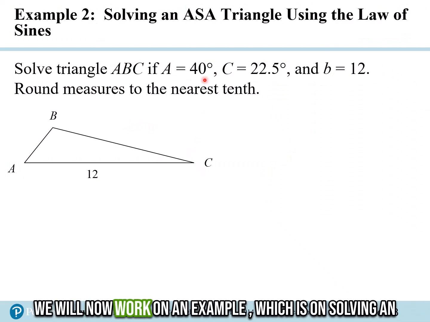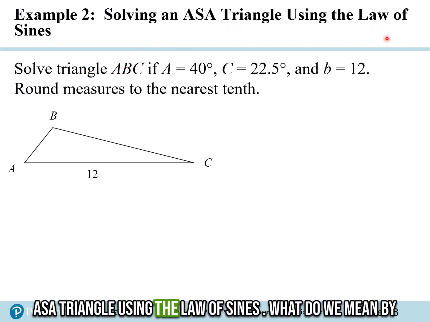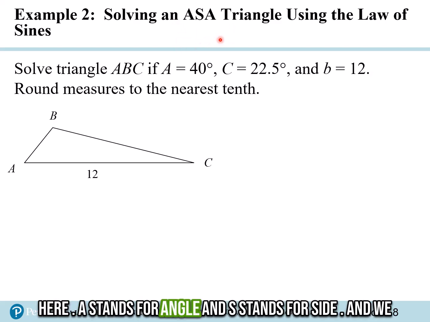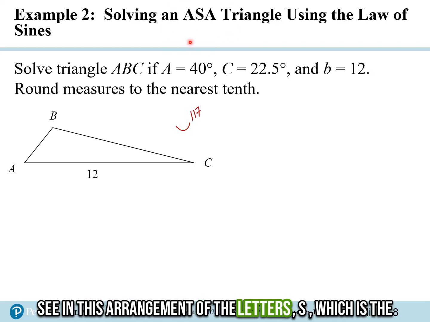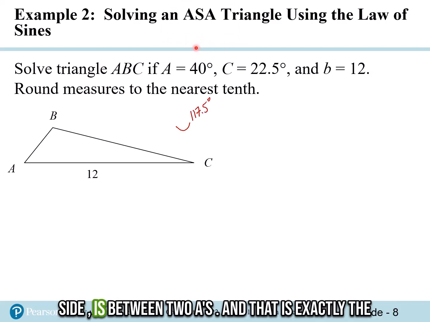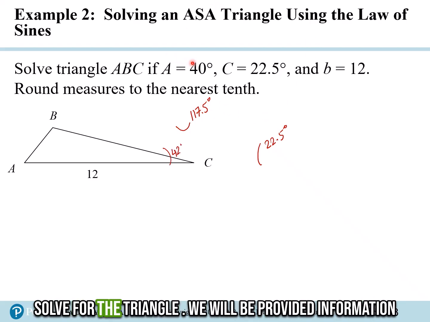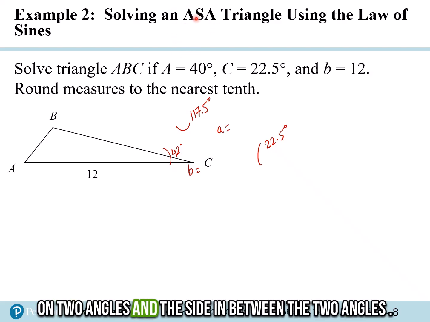All right. We will now work on an example on solving an ASA triangle using the law of sines. What do we mean by ASA? Let's look at the arrangement of the letters here. A stands for angle and S stands for side. And we see in this arrangement of the letters, S, which is the side, is between two A's. And that is exactly the information that will be provided to us in order to solve for the triangle. We will be provided information on two angles and the side in between the two angles, right?